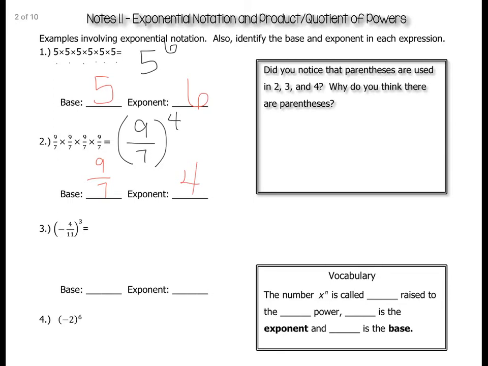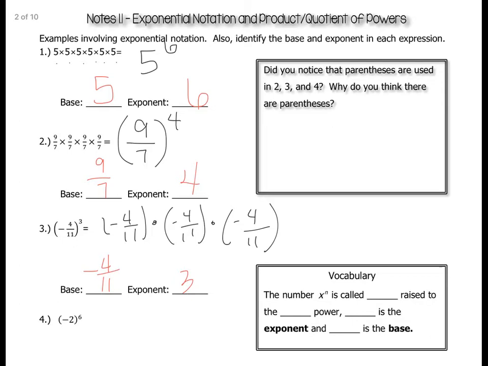Now number 3 and number 4 are opposite. You're taking it from exponential notation and you are now expanding it. So negative 4 over 11 to the 3rd power is going to be negative 4 over 11 times negative 4 over 11 times negative 4 over 11. It doesn't matter how you choose to write it. You will see that the base is negative 4 over 11 and the exponent is 3.